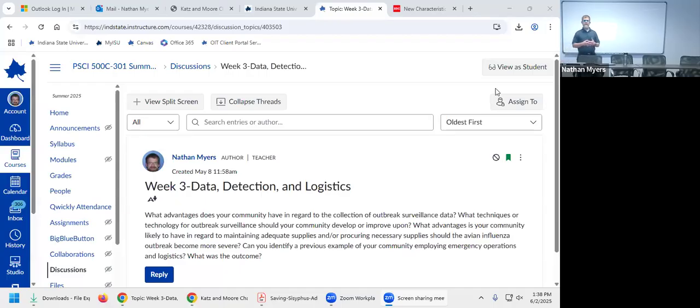Before we go, I wanted to relate this to the discussion for this week. So the discussion for week 3 talks about what advantages your community has in regard to the collection of outbreak surveillance data. So looking at the community you've chosen, the city you've chosen, are there any notable benefits or notable strengths that they have as far as collecting this type of data? What techniques or technology for outbreak surveillance should your community develop or improve upon?